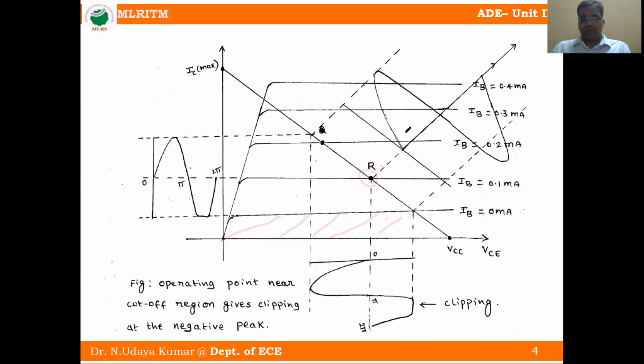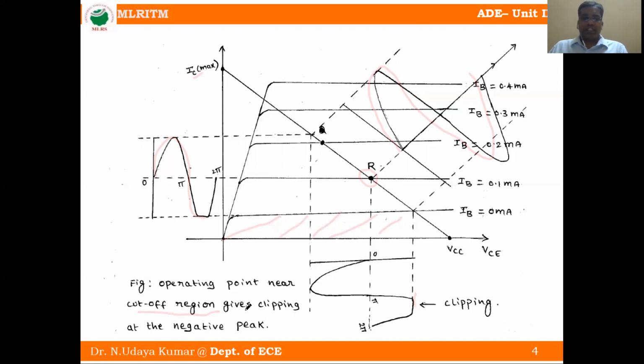What happened? So this is the input signal. So the input signal is given. So here a negative peak. So the amplified collector current is clipped at the negative peak. Here also the VCE voltage is clipped at the negative peak. So operating point near to the cutoff region gives the clipping at the negative peak.